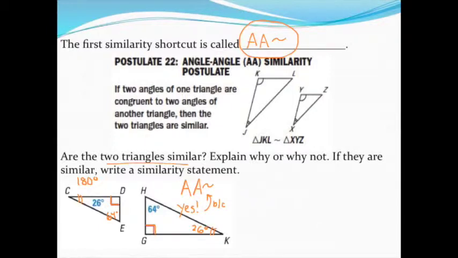The final part of this is they want us to write a similarity statement. So what I'll do is I'm going to say triangle, and let's do the first one in alphabetical order. So triangle CDE is similar to, that's just the little squiggle, triangle, and now the second one needs to match up to the first one. Angle C was our 26-degree angle, so that has to match up to angle K. Angle D was our 90 degrees, so that has to match up to angle G. And then finally we'll finish with H. So there's our similarity statement.